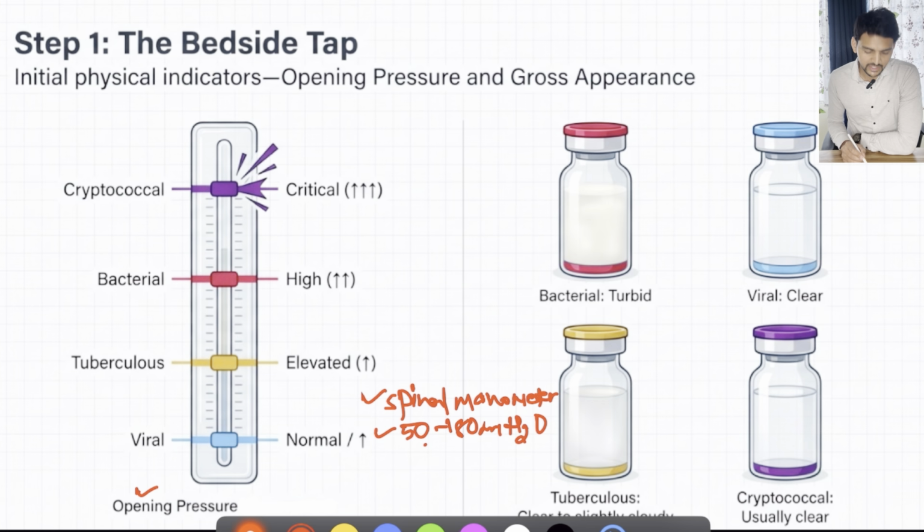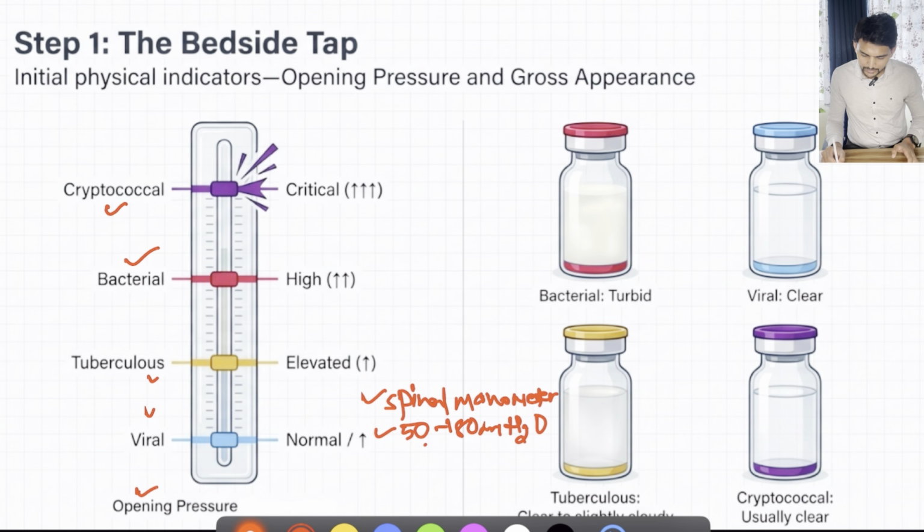And how does it help? For this, we can just say usually it will be elevated too much in case of cryptococcal meningitis and bacterial meningitis, but not much elevated in viral and tubercular meningitis. This is the first point related to CSF pressure, opening pressure.